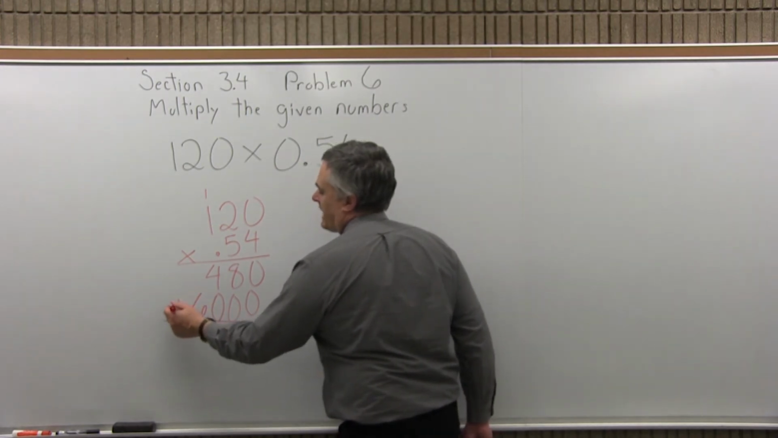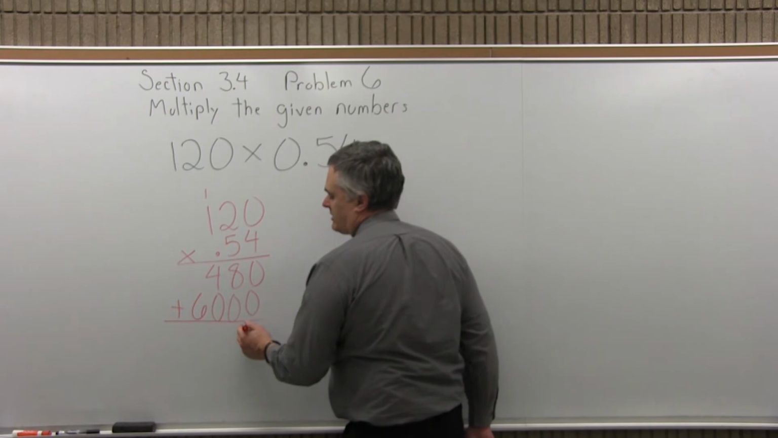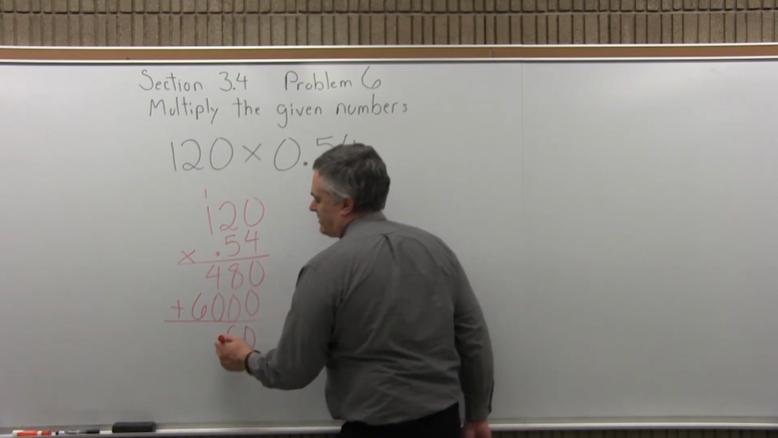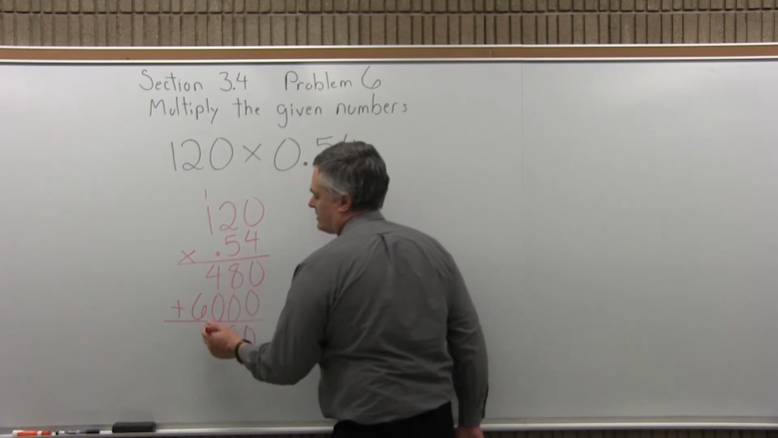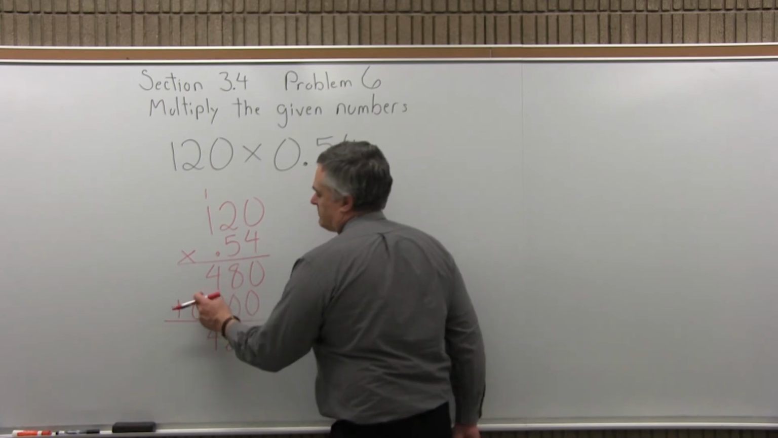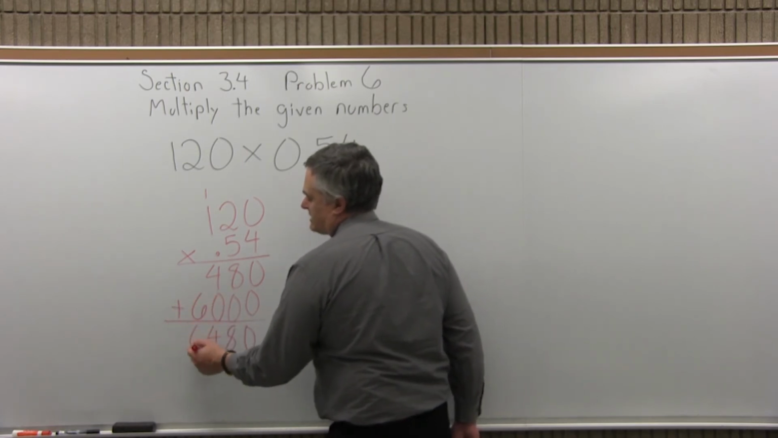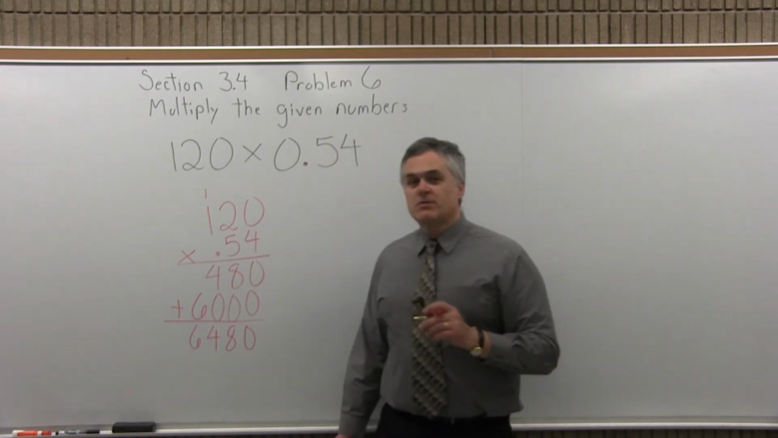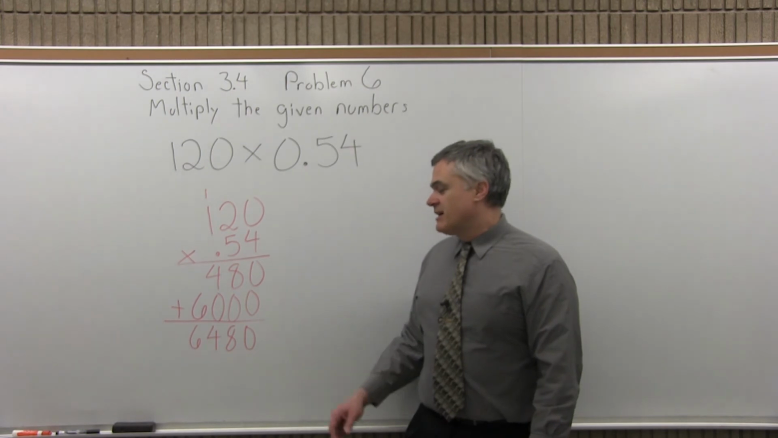And now I'll go ahead and add. 0 plus 0 is 0. 8 plus 0 is 8. 4 plus 0 is 4. Nothing plus 6 is 6. So when I multiply with no decimal, I get an answer of 6,480.